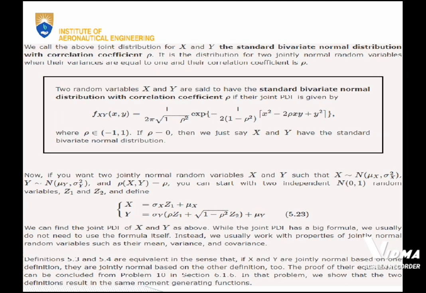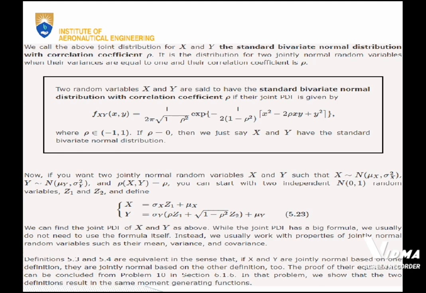We call the above joint distribution for X and Y the standard bivariate normal distribution with correlation coefficient rho. It is a distribution for two jointly normal random variables when their variances are equal to 1 and their correlation coefficient is rho.